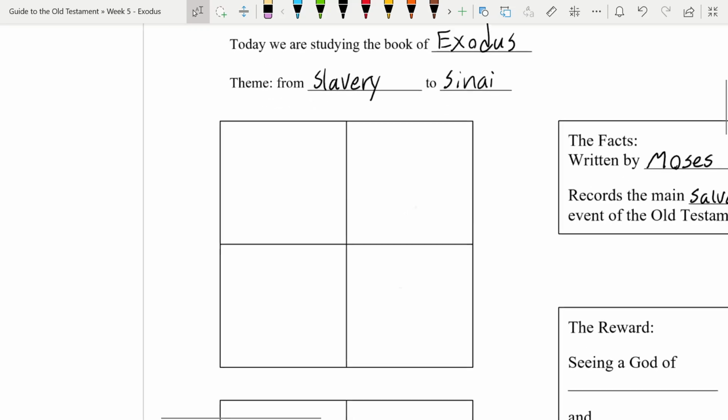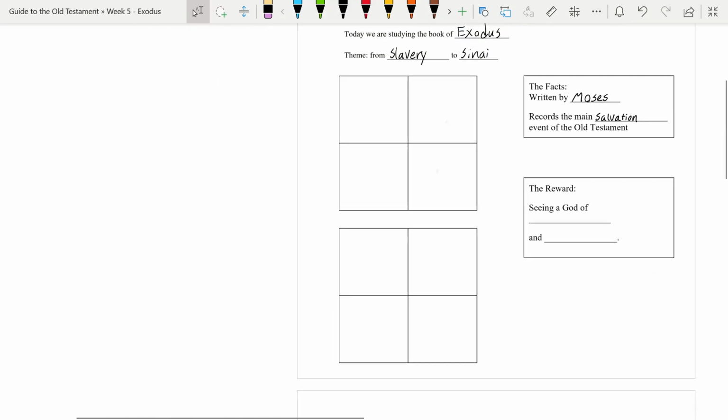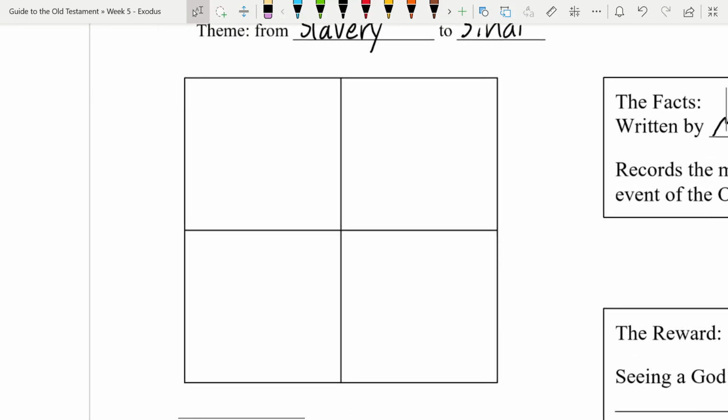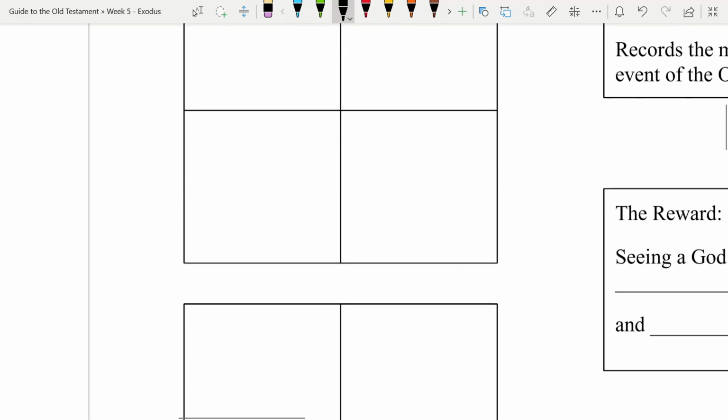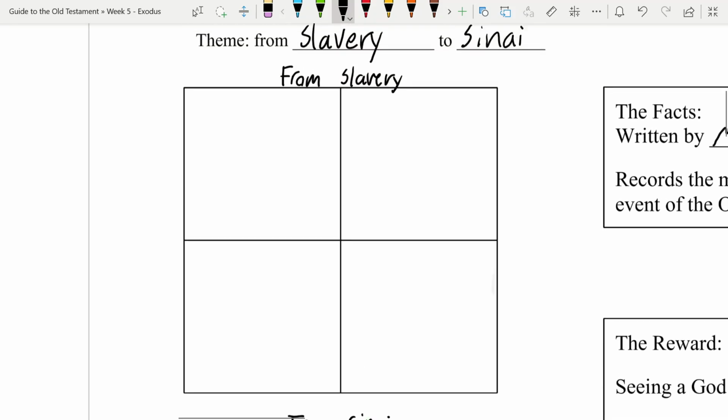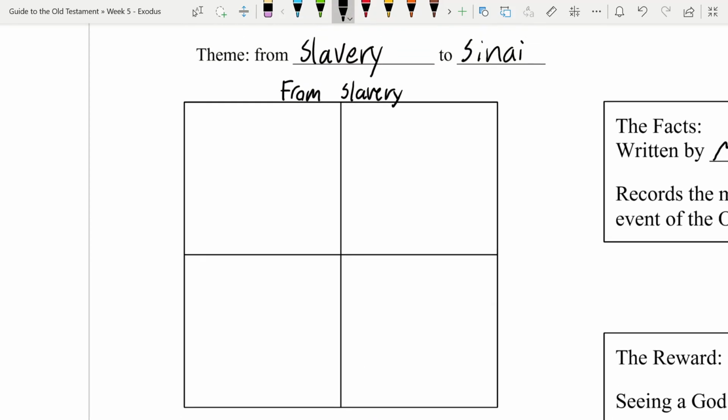So let's take a look next at the shape of this book. We've got 2 boxes here that are identical, and we're going to kind of look at 4 scenes from the 2 major movements of this book. So the first part of the book we're going to call From Slavery. And you can guess that the second part then is going to be called To Sinai. And we're not going to cover every single story that's in this book, but we're going to hit 4 really important ones that come out here.